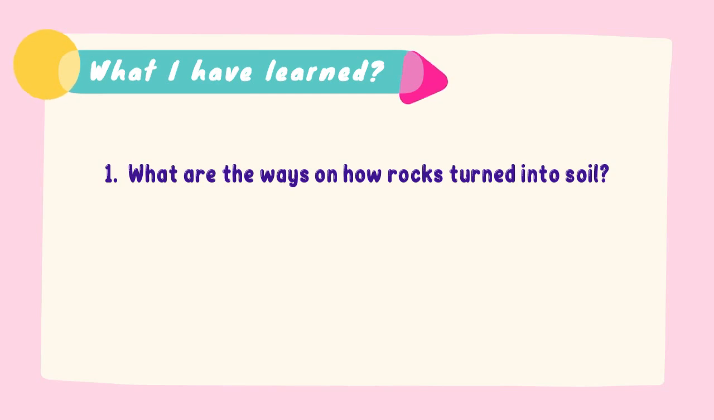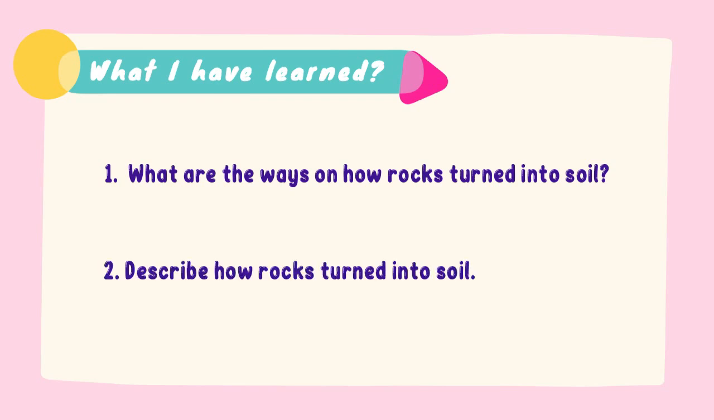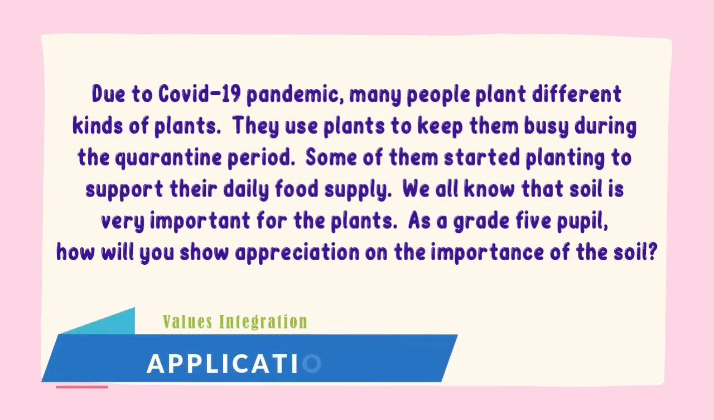What I have learned. Number 1, what are the ways on how rocks turned into soil? Number 2, describe how rocks turned into soil. Application. Due to COVID-19 pandemic, many people plant different kinds of plants. They use plants to keep them busy during the quarantine period. Some of them started planting to support their daily food supply. We all know that soil is very important for plants. And as a grade 5 pupil, how will you show appreciation on the importance of the soil?